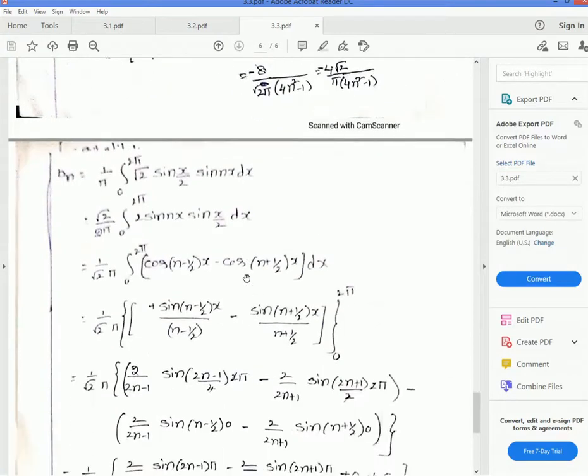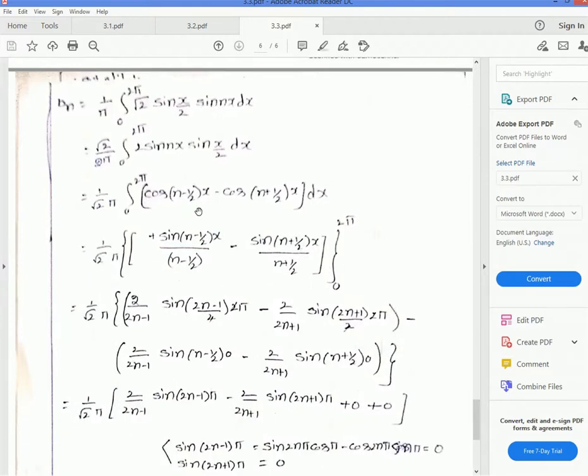Similarly, the bn value. bn = (1/π) ∫ from 0 to 2π of f(x) sin nx dx, that is (1/π) ∫ from 0 to 2π of √2 sin(x/2) sin nx dx. Now we use the formula 2 sin a sin b. What is 2 sin a sin b? It is cos(a - b) - cos(a + b), so cos((n - 1/2)x) - cos((n + 1/2)x).